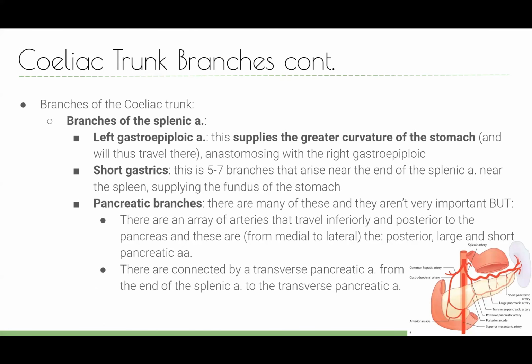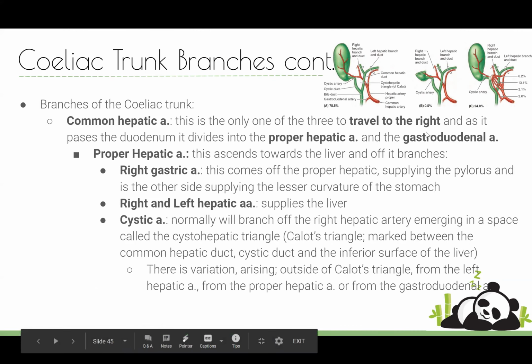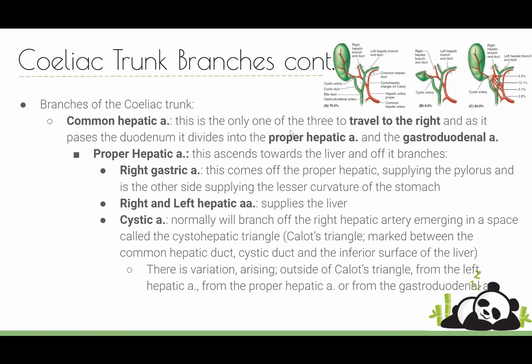So the pancreatic branches, and so on. The next one is the common hepatic artery. This is the only one of the three arteries that travels to the right rather than to the left, and it will pass the duodenum and divide into the proper hepatic and the gastroduodenal arteries. The proper hepatic, if you look at this picture quickly, is this one here, and the gastroduodenal is the one that comes below.